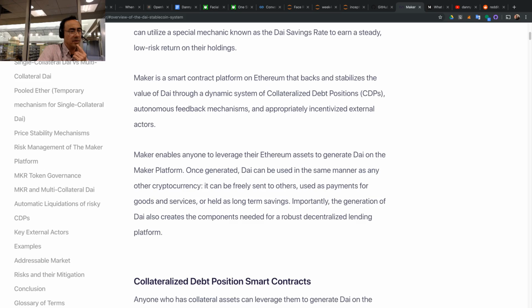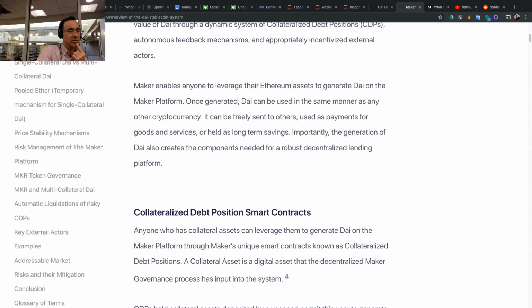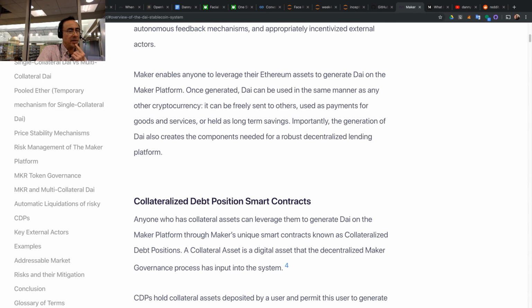Maker is a smart contract platform on Ethereum that backs and stabilizes the value of DAI through a dynamic system of collateral depositions, autonomous feedback mechanism, and appropriately incentivized external actors. Makers enable anyone to leverage their Ethereum assets to generate DAI on the Maker platform.